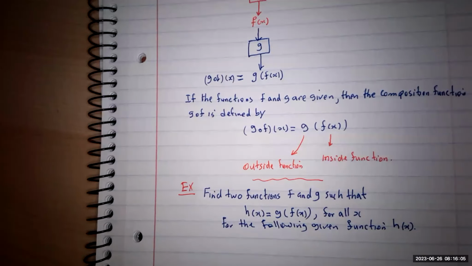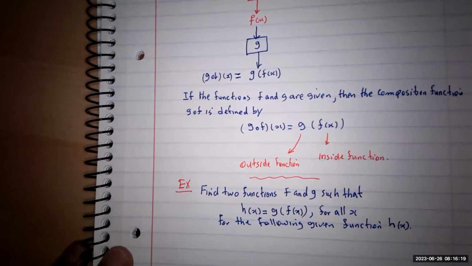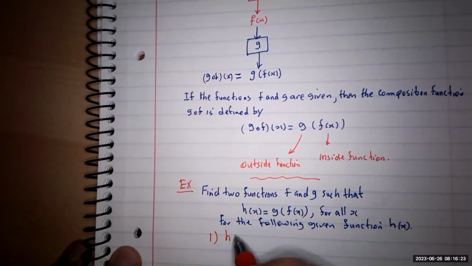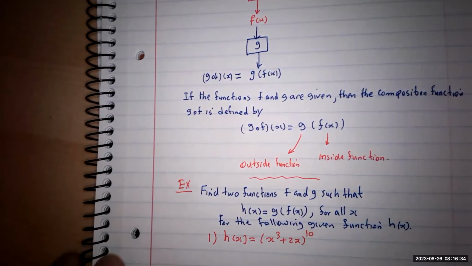We would like you to find this, okay? We would like you to find h of x for us. Okay, are you ready? The first one. You see, the first one is h of x. These are exactly the examples that we're going to use. It is equal to x cubed plus 2x, to the 10. You see, that's going to be the one.